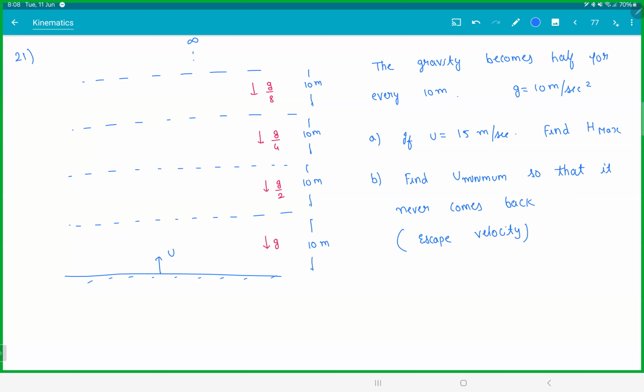I hope the question is clear, everyone. You've got a planet whose gravity becomes half for every 10 meters. Try this. If this was a paragraph question, I'll ask you these 2 questions. Generally in a paragraph, one question would be easy and the second one will be slightly tougher. Try. You got 2 minutes for the first one.